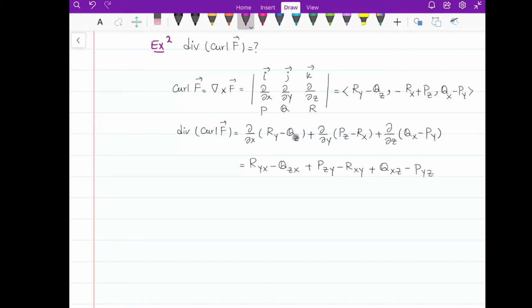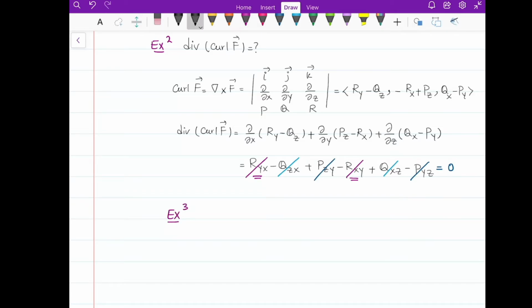Okay, so let's look at here. r_yx and r_xy are equal to each other. It's just because we take the derivative of r with respect to y and then x, and since r is a continuous function, we have that. This one and that one go away for the same reason, and this one and that one go away, so I get 0. The 0 here is not a vector, it's a function, just a scalar. Very good. It's a nice theorem that the divergence of the curl of f is 0.